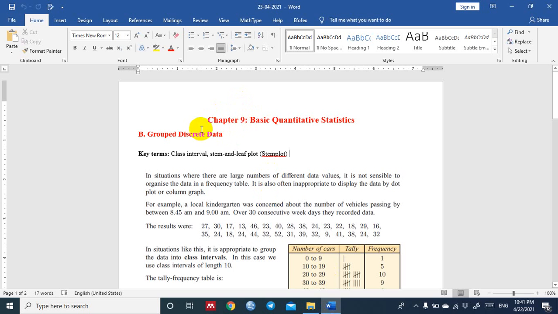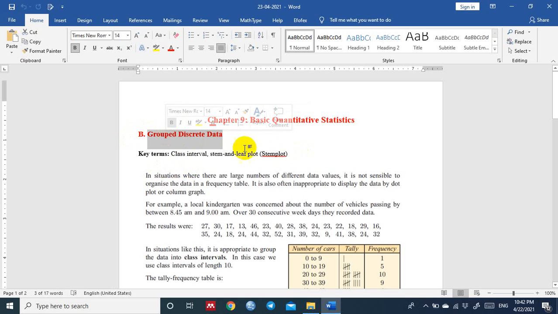Today we are going to learn about Chapter 9, Quantitative Statistics, which is related to Section B, Grouped Discrete Data. I think you know the meaning of discrete data. I already explained it to you in the previous sections. I hope you understand the meaning of that.